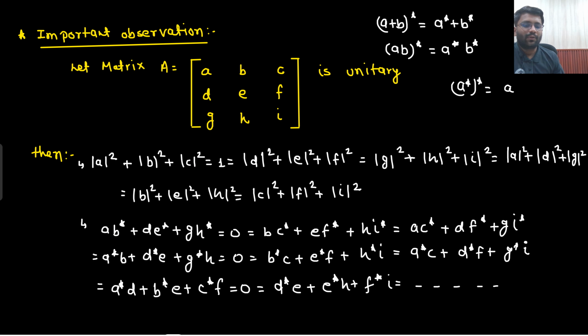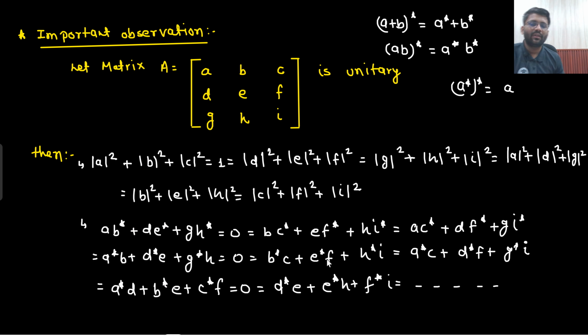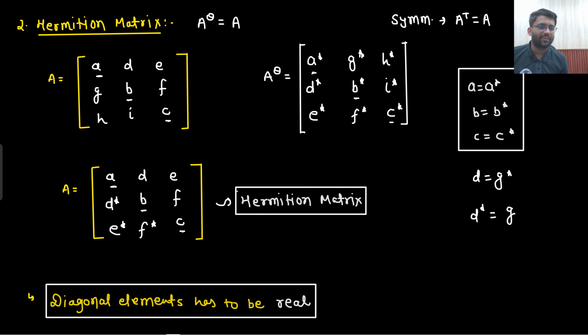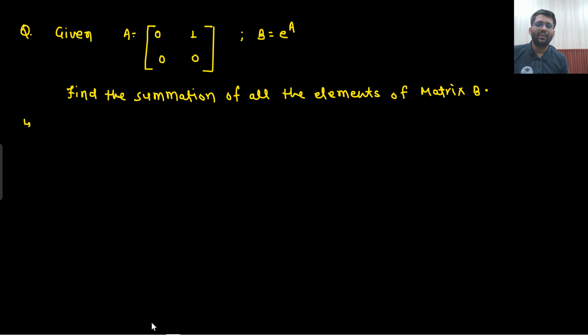So Hermitian matrix, what we studied? Unitary matrix we studied, A into A theta equals I. Then we studied about Hermitian. Then we saw this condition, mod of A square plus mod of B square plus mod of C square equals 1, and all these conditions we saw. Then we studied about Hermitian matrix, A theta equals A. That means transjugate of A would be equal to A only. So transjugate you know how to take. So in the Hermitian matrix, what is the important condition we got? We got that the diagonal element has to be real. In skew-Hermitian matrix, what is the important condition we got? The diagonal element has to be either purely imaginary or 0. That's it.